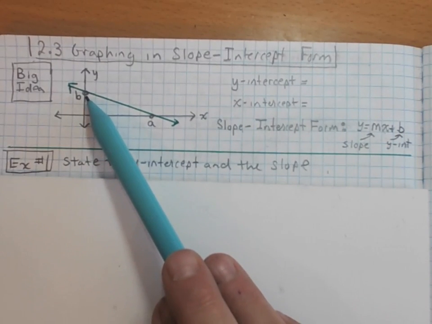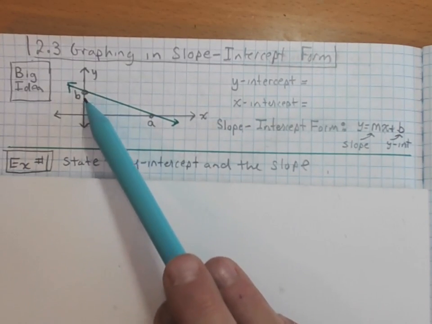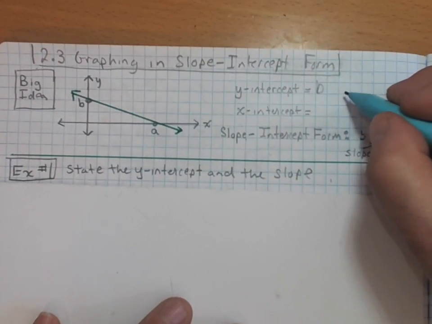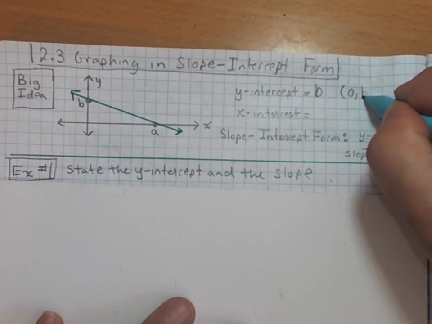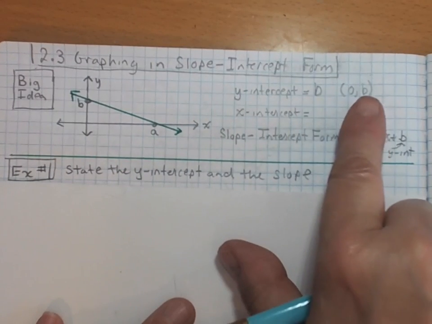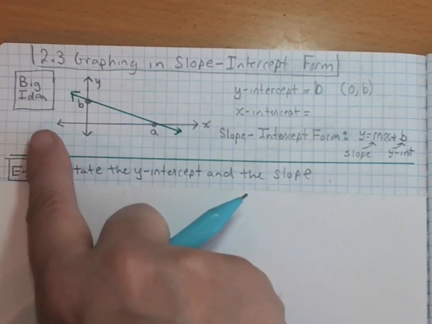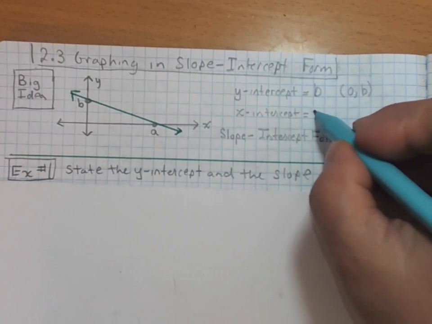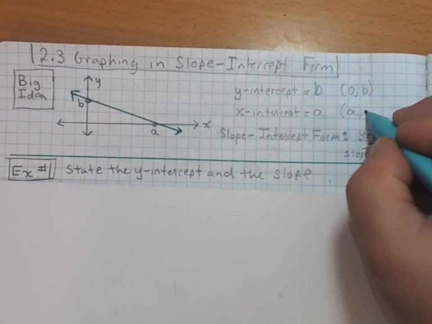So this is called a y-intercept. It is a point where the line crosses the y-axis, and that is at b. So the y-intercept is the number b, and since it's a point, we can also write it as an ordered pair, (0, b). So there are two ways to write the y-intercept. The x-intercept is where your line crosses the x-axis, and that is located at a on the x-axis. So the x-intercept is the value a, and that can be written as an ordered pair, (a, 0).